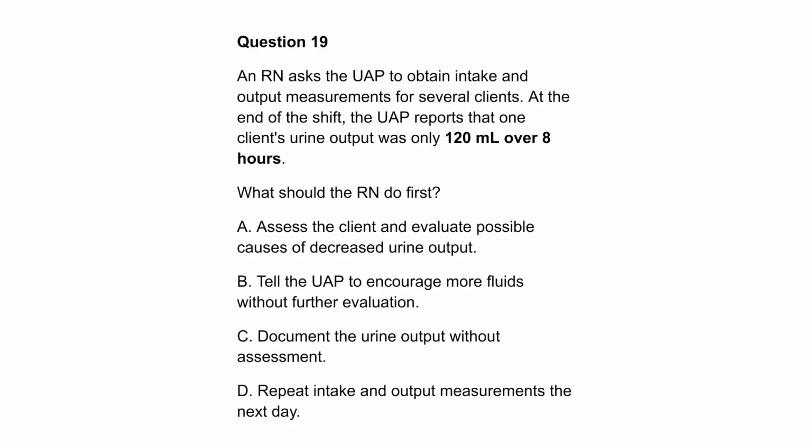What should the RN do first? A. Assess the client and evaluate possible causes of decreased urine output. B. Tell the UAP to encourage more fluids without further evaluation. C. Document the urine output without assessment. D. Repeat intake and output measurements the next day.